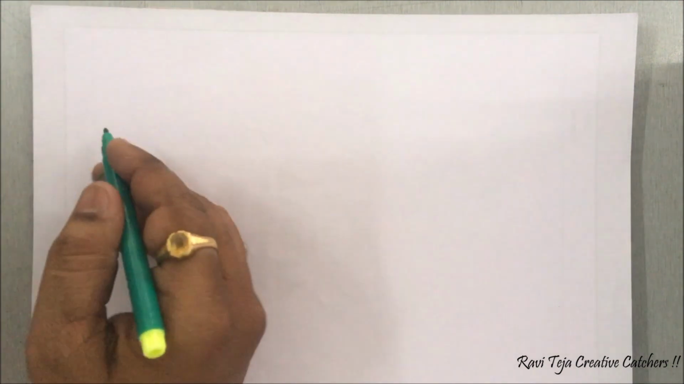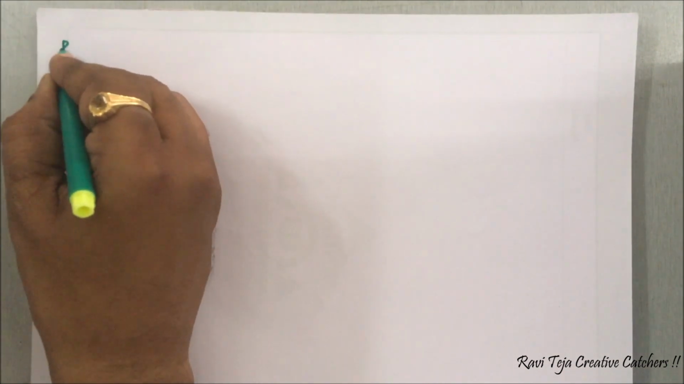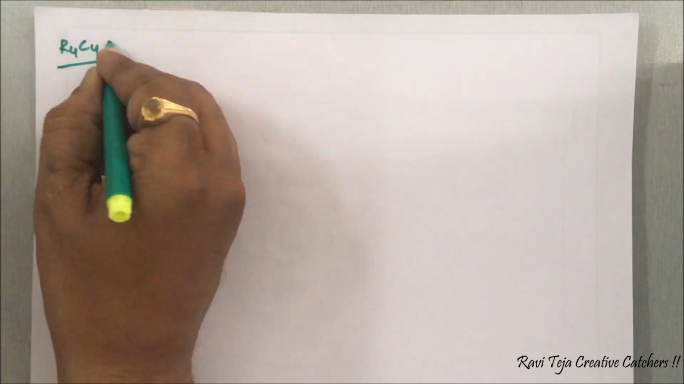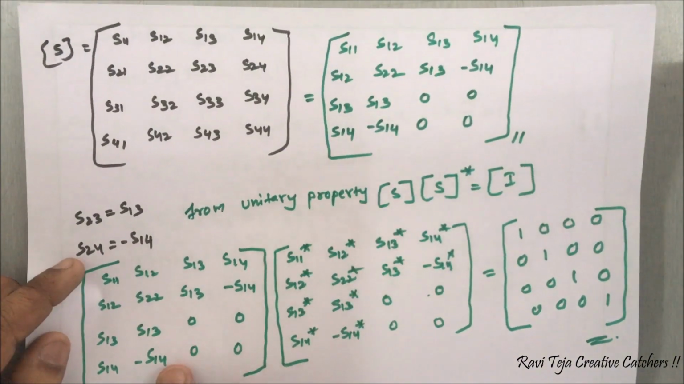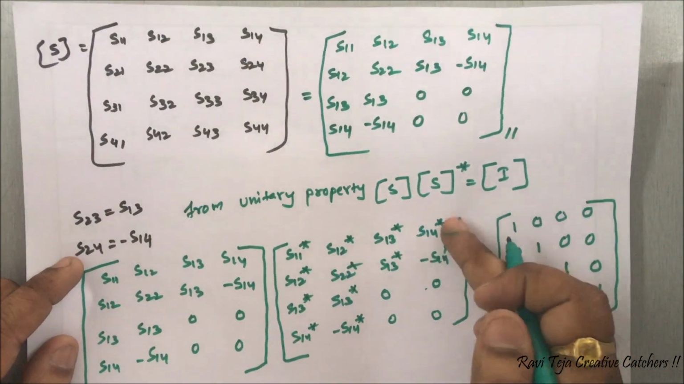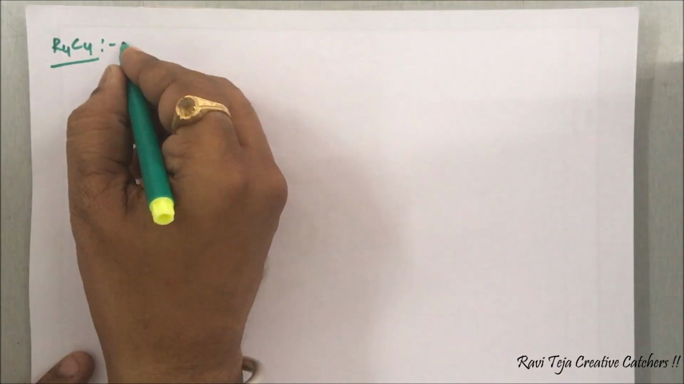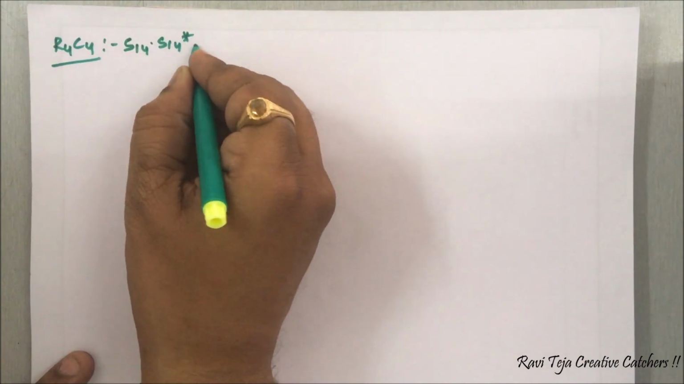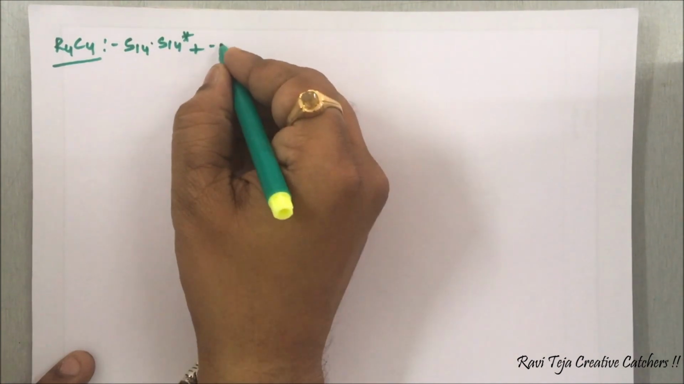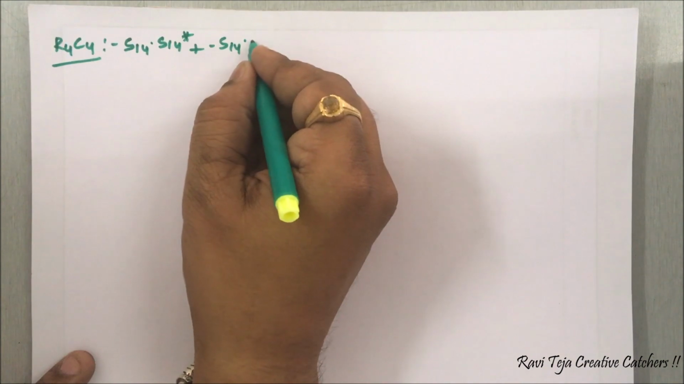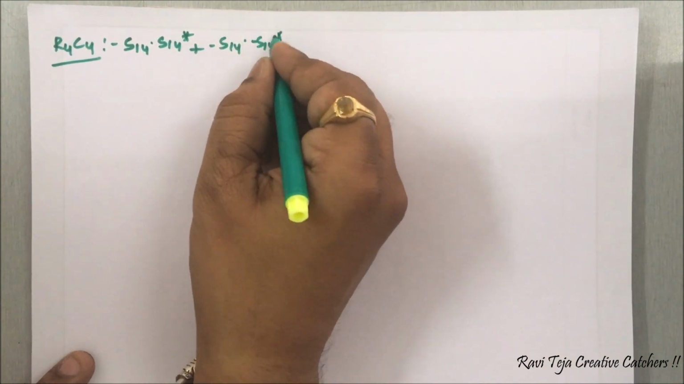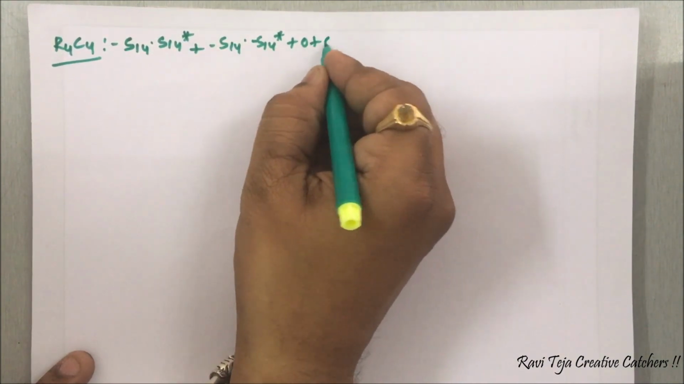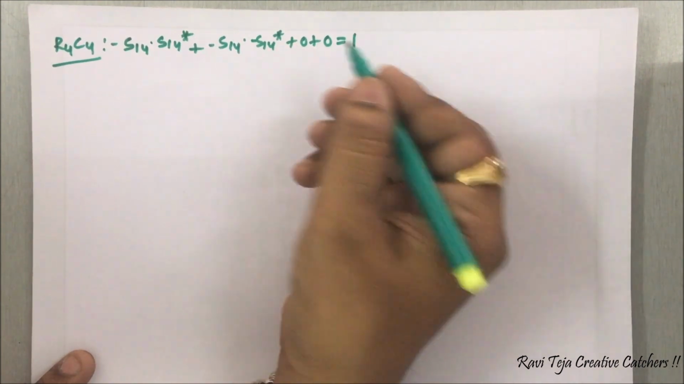Now let's calculate R4 C4, row 4 and column 4. S14 into S14 star plus minus of S14 into minus of S14 star plus 0 is equal to 1. This is what we get.